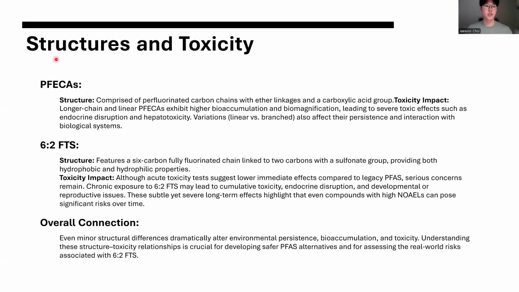Now let's take a look at the relationship between structures and toxicity. PFECAs with longer linear chains increase bioaccumulation and toxicity. Variations like branched versus linear structures affect persistence. 6:2 FTS has a 6-carbon fluorinated chain with a sulfonate group. While acute toxicity appears lower, chronic exposure may lead to hormonal and reproductive issues. Understanding the structure-toxicity relationship is essential for assessing risks.